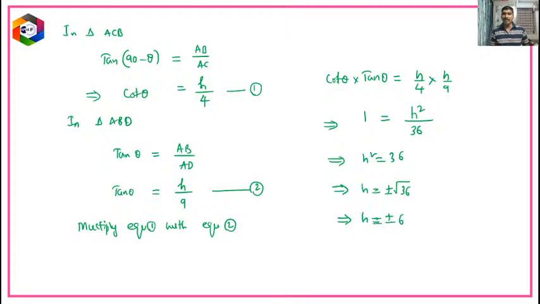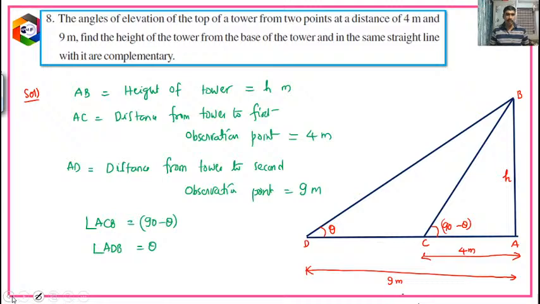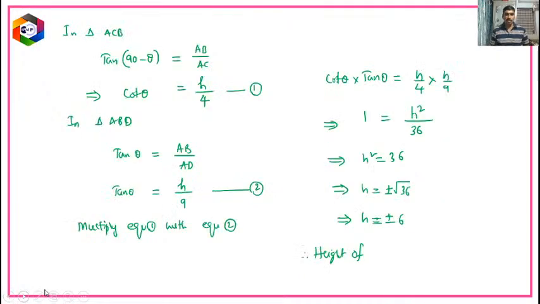But here it is the height of the tower. Can it be negative? No, not at all. So even though the value is plus or minus 6, while considering height, we won't take the negative value. Therefore, the height of the tower will be equal to 6 meters.